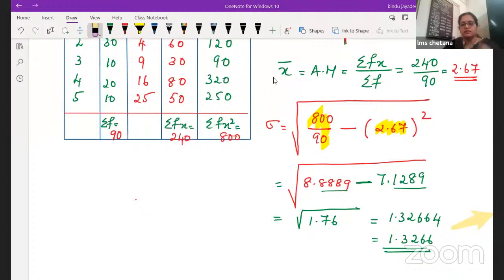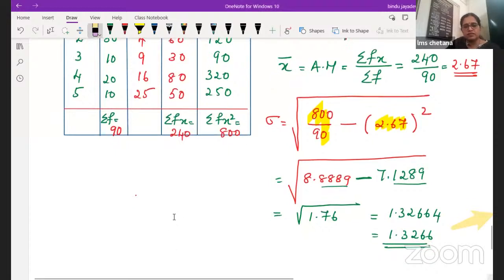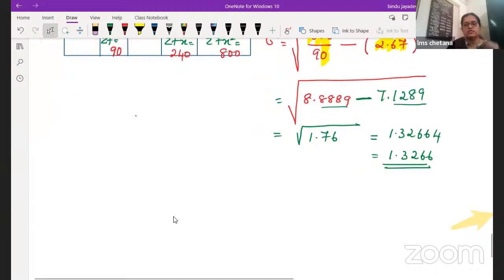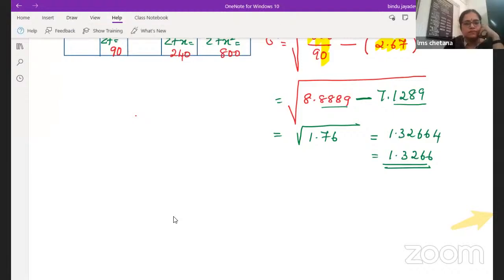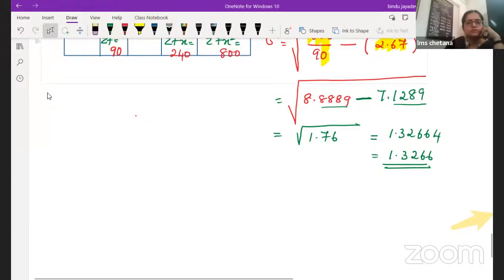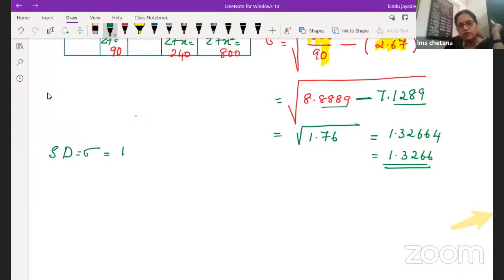Now please listen, all of you. You have the standard deviation. What is your standard deviation? Standard deviation, SD, sigma is equal to 1.3266. This is your answer for standard deviation.